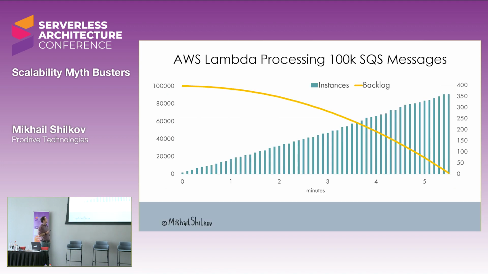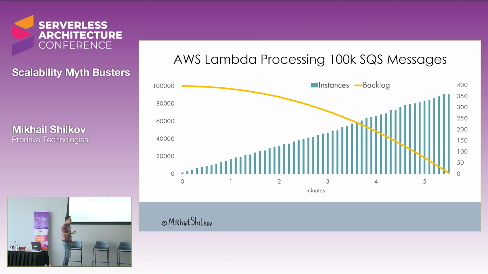The first test is for waiting function, so lightweight one. This is a chart for AWS. So it starts on the left with 100,000 messages. The yellow line goes down. That's how many messages are left in the queue after some time. And you see that it takes 5.5 minutes to process all the messages in the queue. And the bars here show how many instances you get from AWS. So at the peak, at the end, we have 300 something instances.